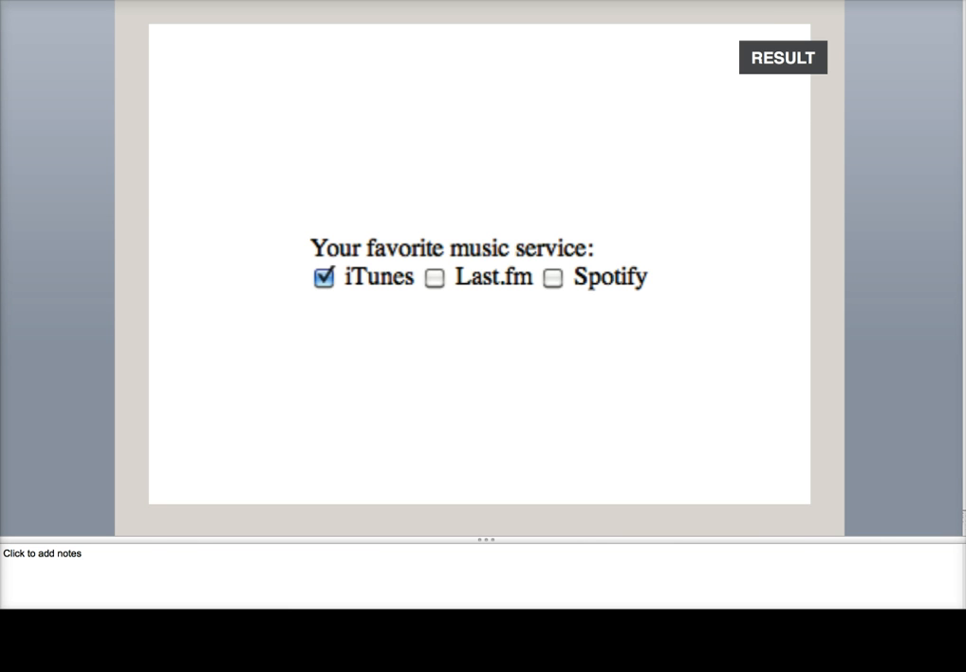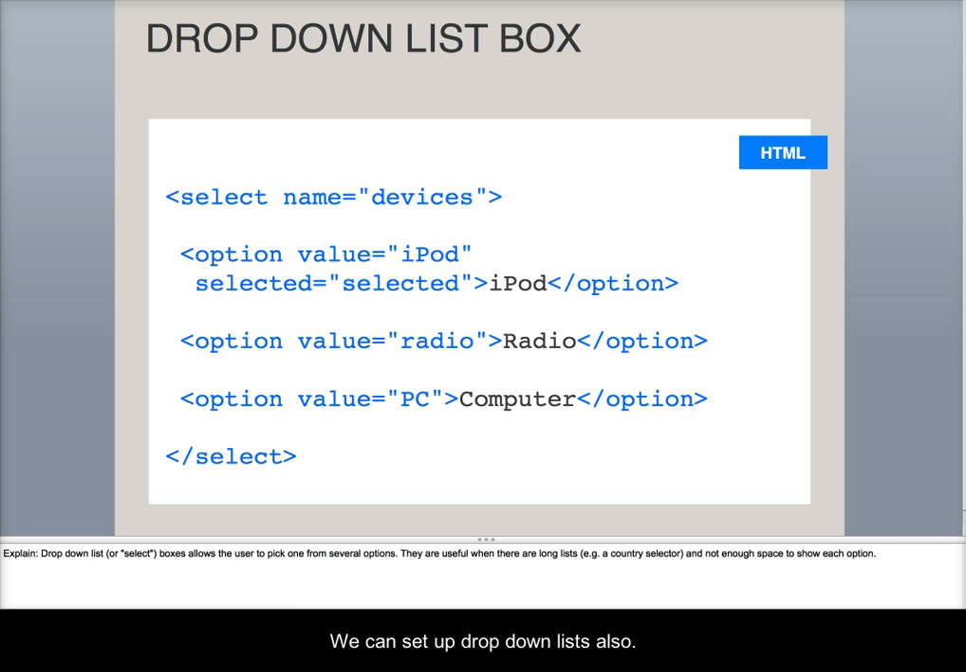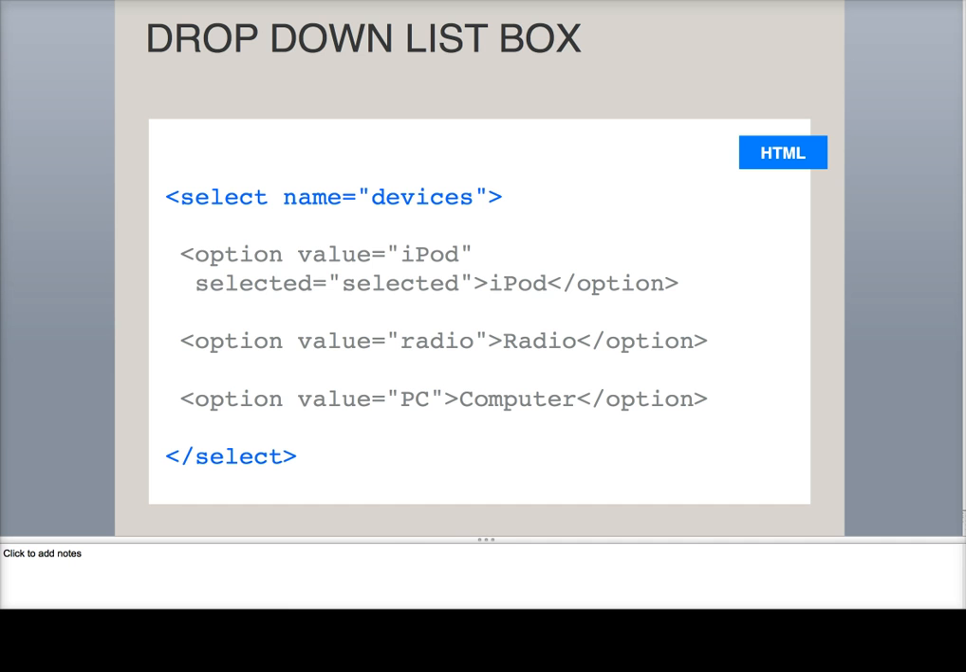We can set a drop-down list also. These are selection lists that allow the user to pick one of several options. They're useful where a long list of options are needed but space is limited. Think about country selections. The tag is select, and it wraps around the options in the list for the selection. The options are individually set up, like the checkboxes and radio buttons were, and they're wrapped around the text which will show as the selection item.